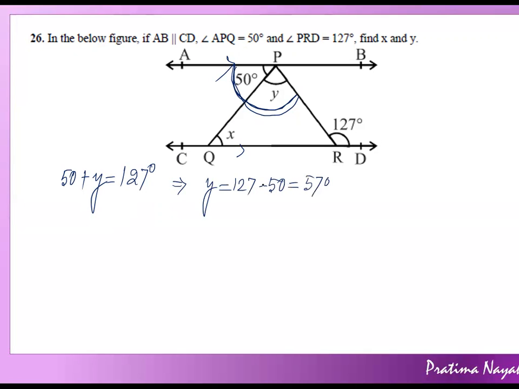Got it. Next, coming to x. What will be x? x is just 50. Again, these are alternate angles. So x is equal to 50. So for the two answers, you will get 2 marks.